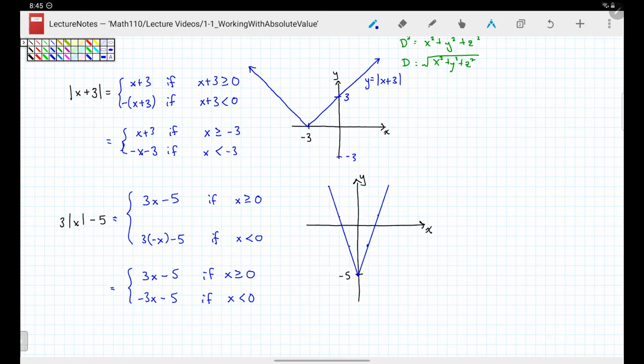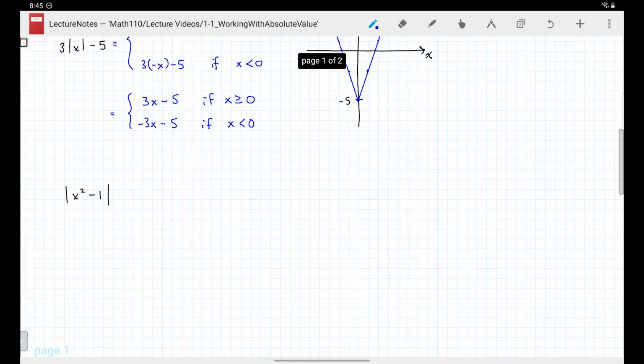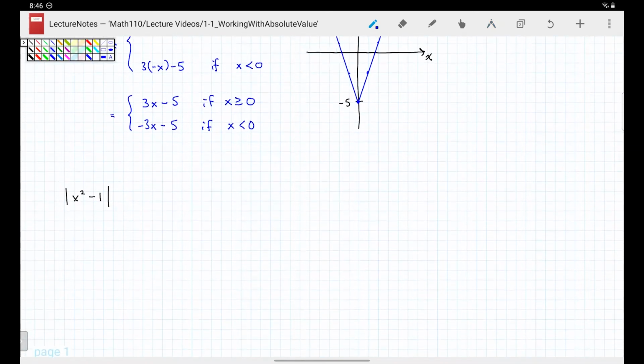Again, we could use transformation of functions to say this is taking the absolute value function and scaling it vertically by a factor of 3, and then shifting it down by 5 units. But we're evaluating this just by straight piecewise definition of the absolute value function. All right, let's look at this one, because this one cannot be done with a transformation of functions.